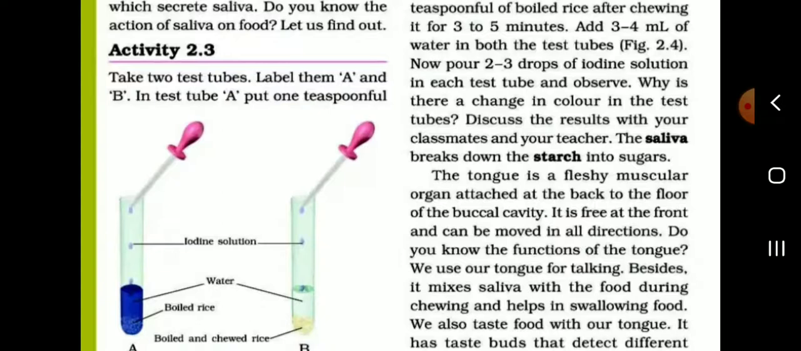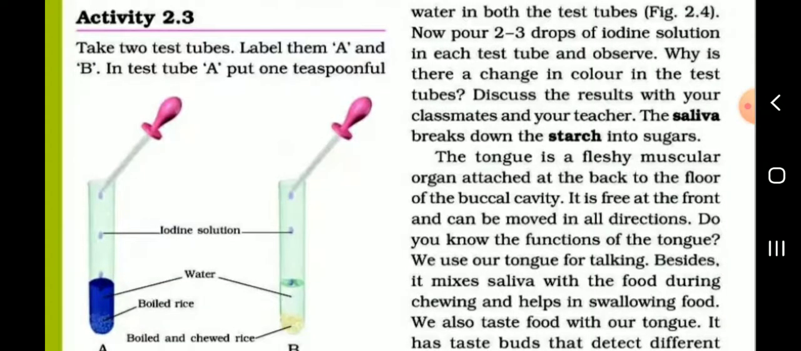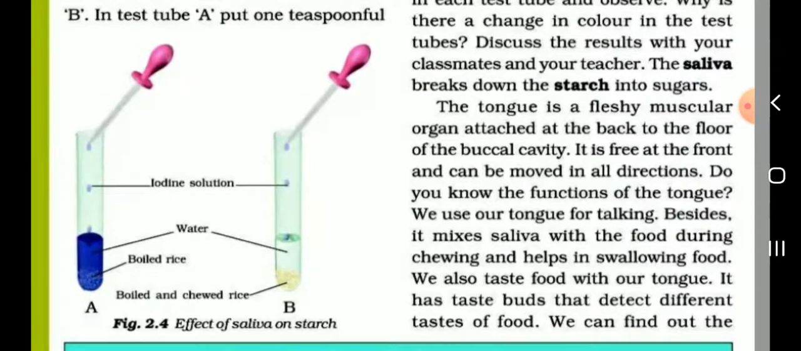Why is there a change in color in the test tubes? Discuss the results with your classmates. The saliva breaks down starch into sugars.